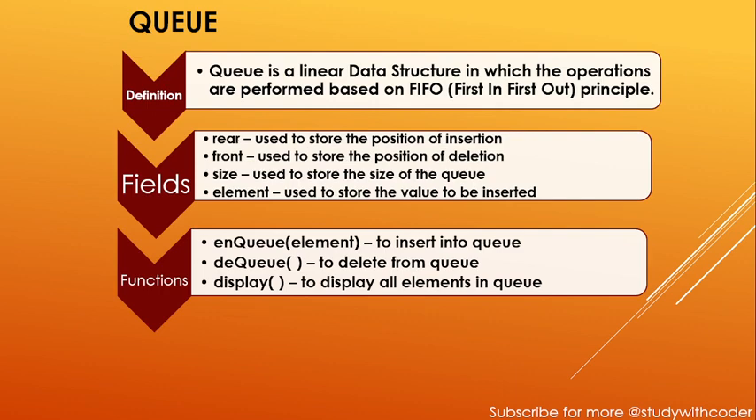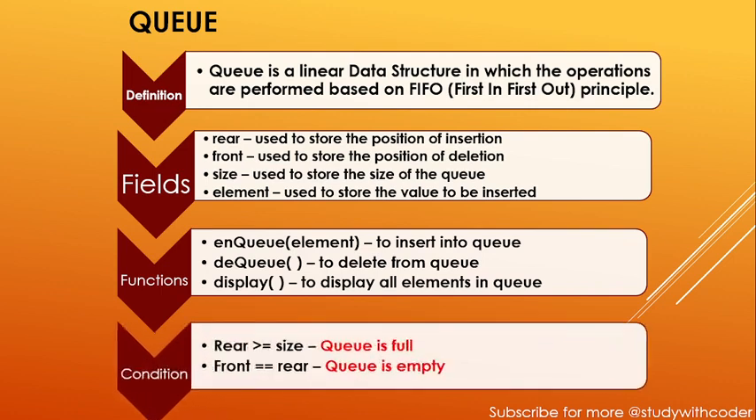Next, the queue's functions. Here are the three functions of a queue: enqueue, dequeue, and display. Enqueue means insertion: insert an element into the queue. Dequeue means delete an element from the queue. And display, as we all know, will display all the elements in a queue. And the condition: rear is greater than or equal to size minus 1.